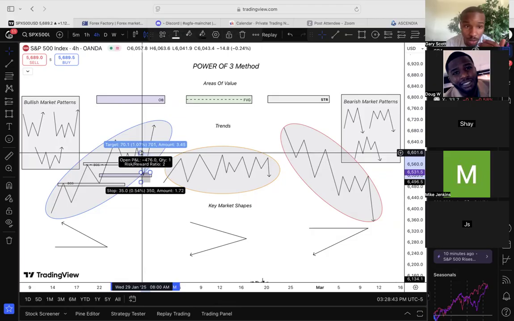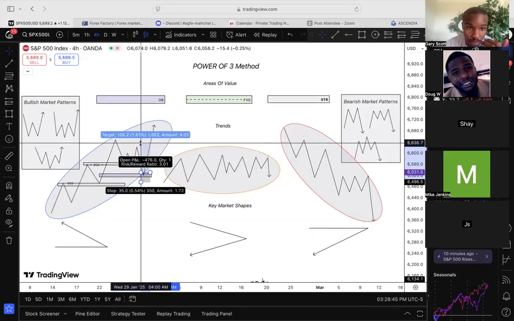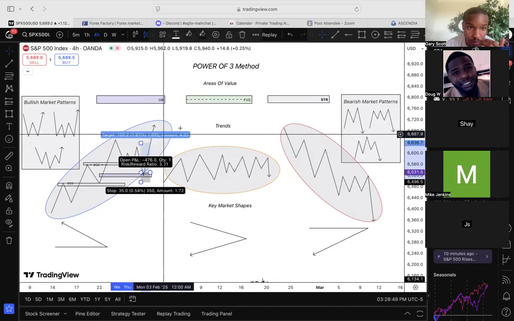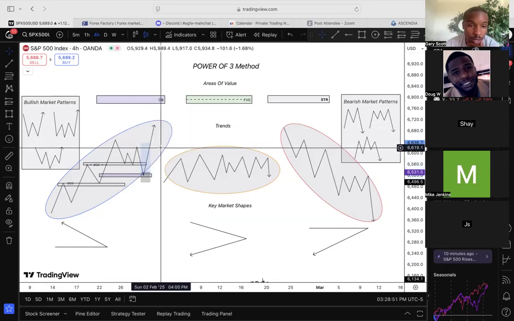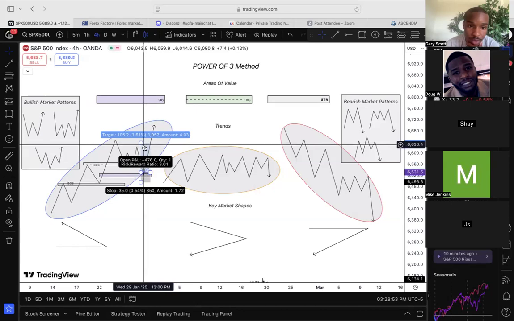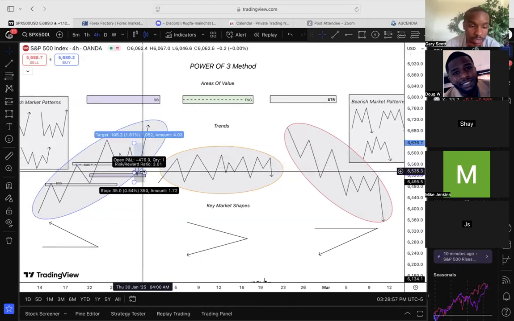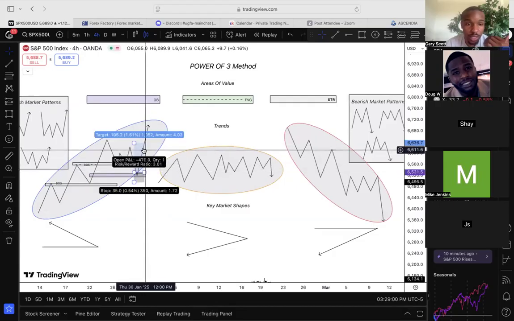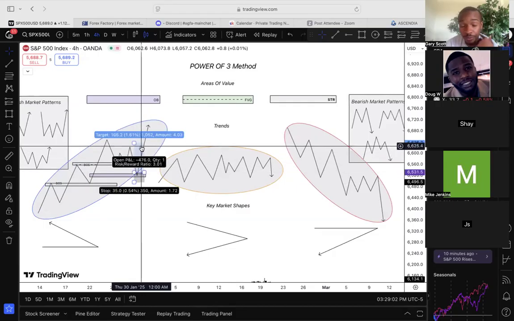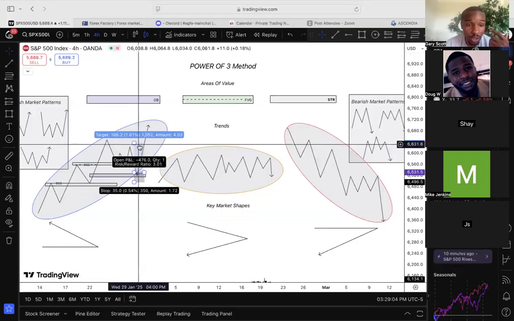If you want to go for a 1-to-3, a 1-to-3 is what? Let's see here, over 100 pips, 105 pips naturally. And what that does is it always gives you an opportunity to minimize your losses to maximize your gain in the market.